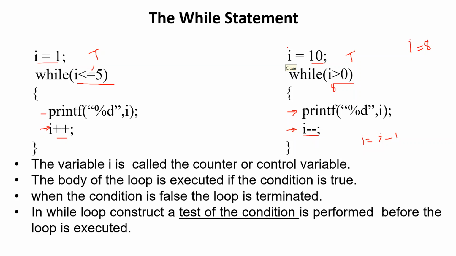I value will be decremented. I minus minus means I equal to I minus 1. So here the value of I in this step was 8, right? So I am decrementing by 1. So it will be what? 7. So in this step the I value will become 7. Again it will go and check here whether 7 is greater than 0.